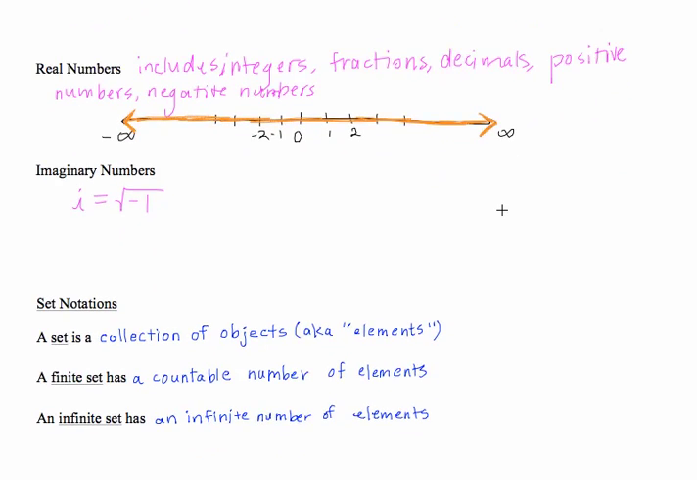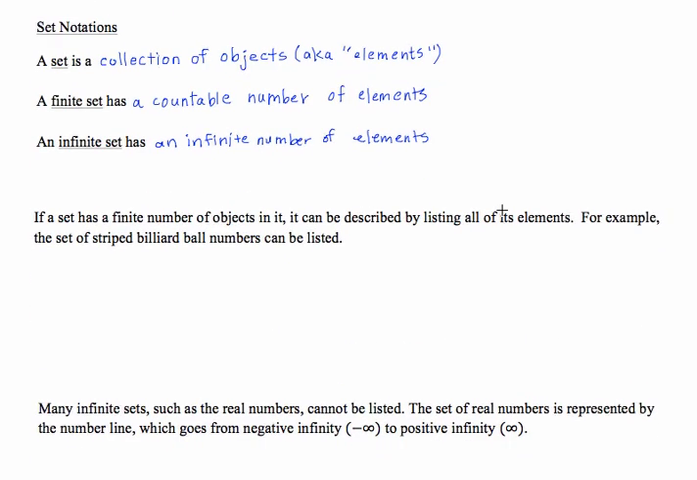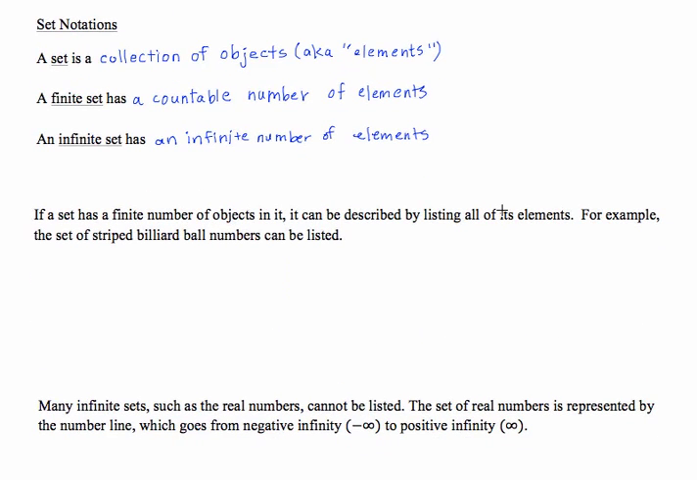Okay, now let's talk about sets. Sets are just that, just a set or a collection of objects. That's what a set is. The objects in a set in math are often called elements. Okay, a finite set has a countable number of elements or a countable number of objects in it. For example, this down here, it says if a set has a finite number of objects in it, it can be described by listing all of its elements. So if it's got a countable number of elements in it, you could just list them all out.